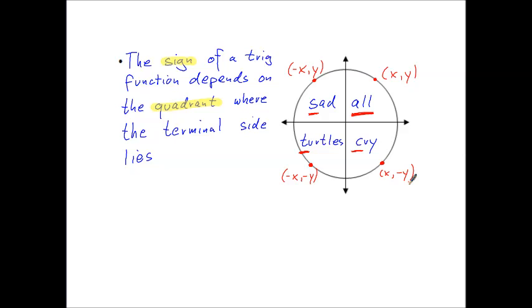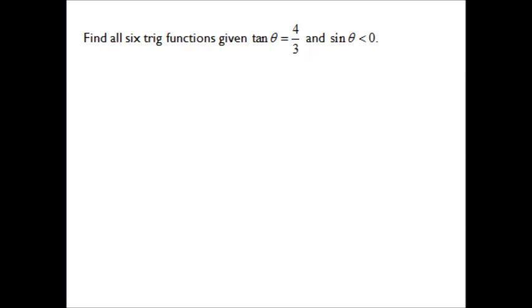All sad turtles cry. Let's feel bad for the turtles, but feel good for ourselves because we have this mnemonic to help us out. Then let's see, how do we find all 6 trig functions if we're given 1 or maybe 2? In order to do this, we are going to take a look at our coordinate plane and think about what we just learned about the signs of the different functions.